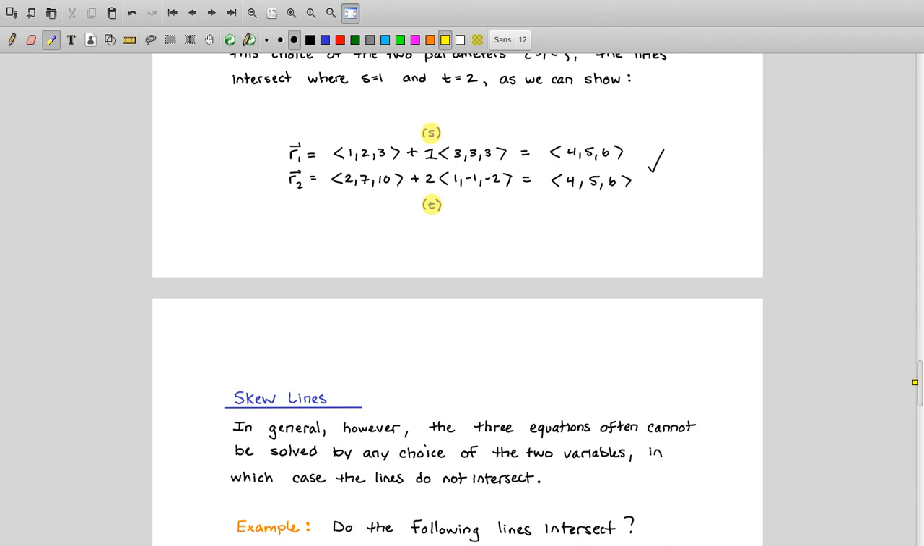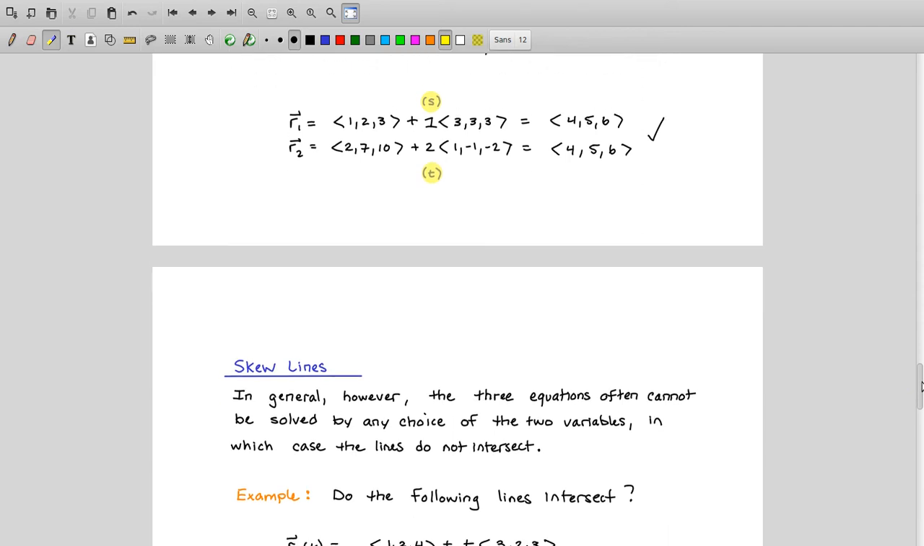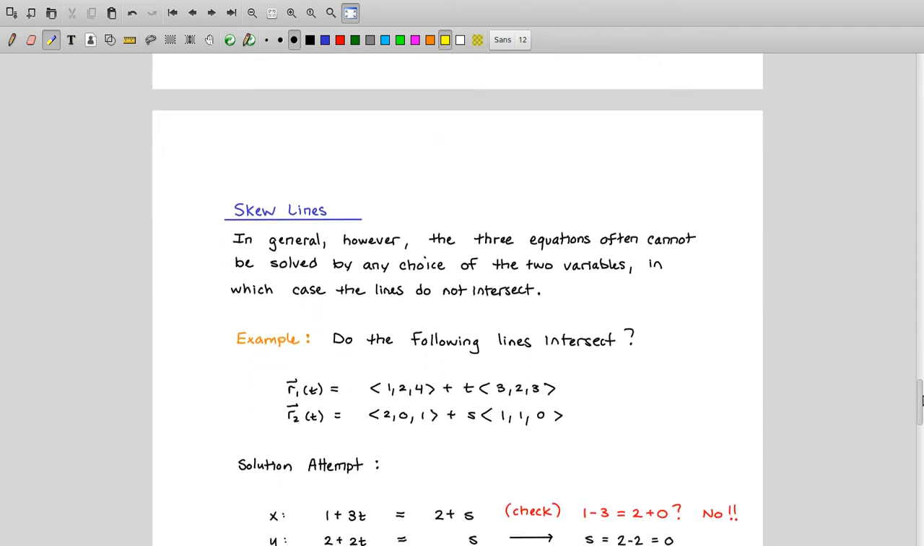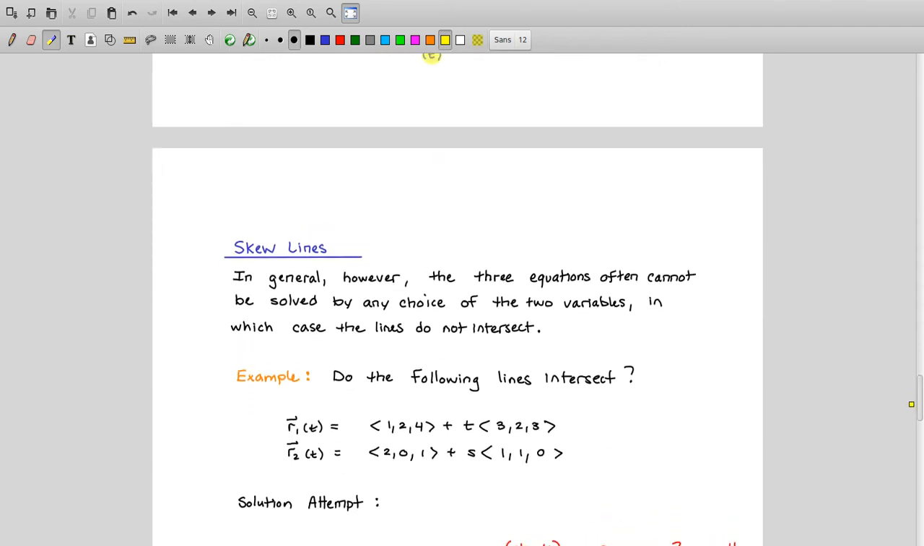All right, so we talked about parallel lines. We talked about intersecting lines. Finally, if you have two lines and they're neither parallel nor intersecting, we call them skew. And this is the case that you ought to expect in general in the universe. So we follow the same process. We try and find an intersection point. And if we can't find an intersection point, then the lines are skew, unless the lines are parallel.